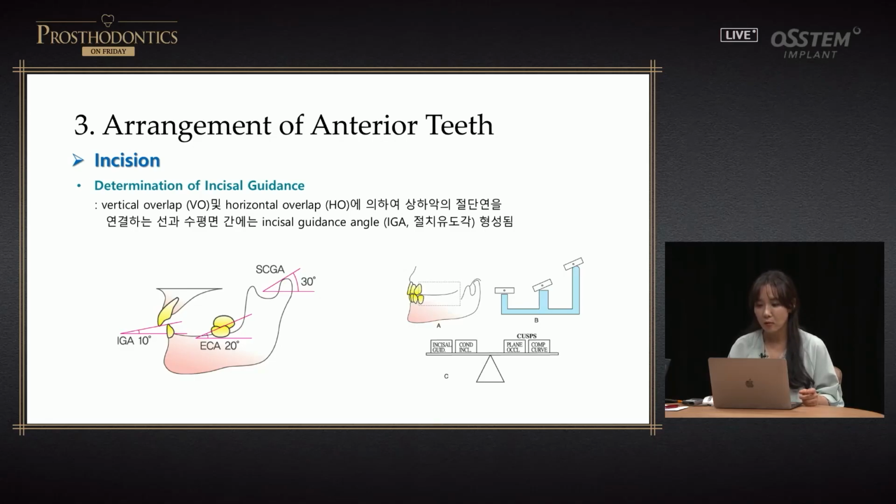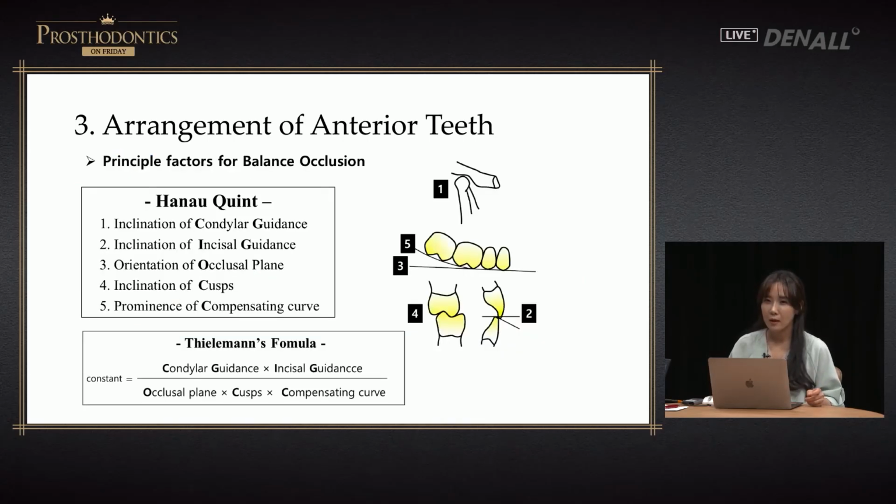An incisal guidance angle is formed between the line connecting the vertical and horizontal overlap and the horizontal plane. For denture stability, the incisal guidance angle should be formed low if possible. As you can see here, there is the sagittal condylar guidance angle, which is unique to each person, which we cannot change. We will go over this later. So the angle of the posterior artificial teeth should be set about half of the IGA and SCGA combined.